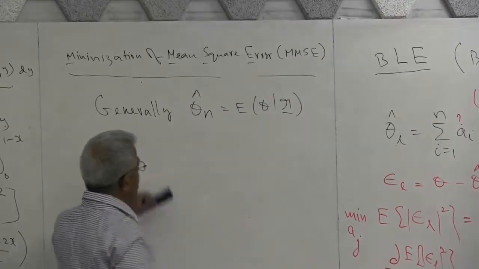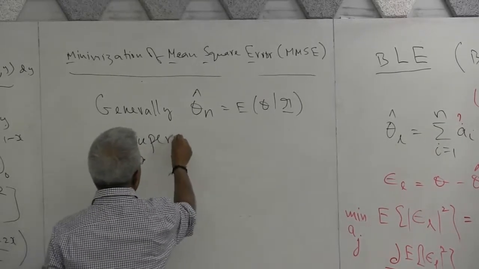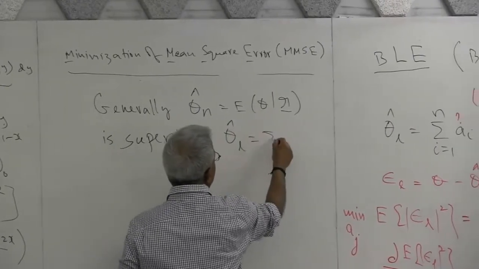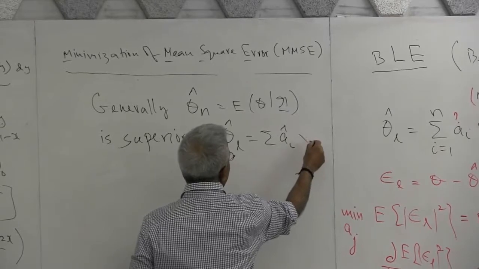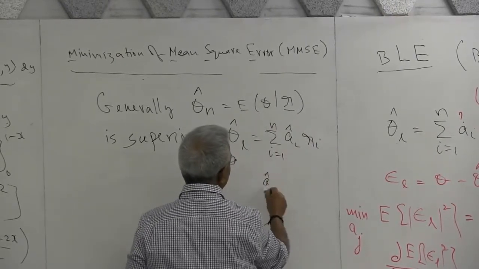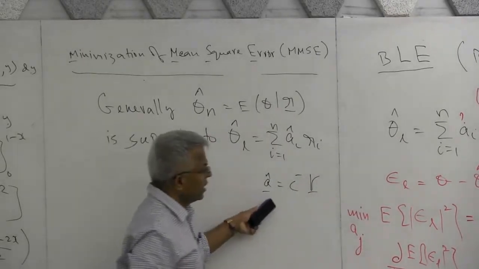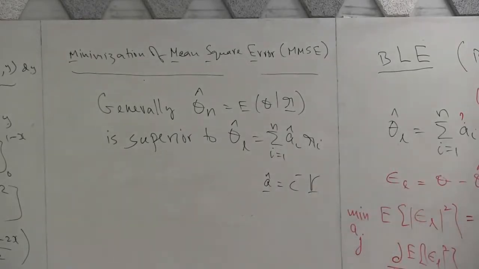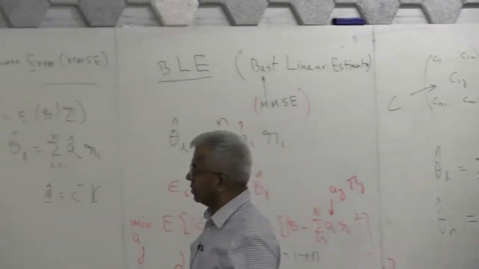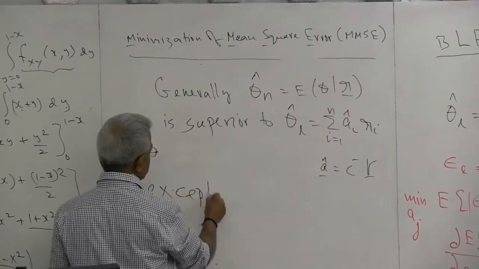So this says generally the nonlinear estimator is superior to the linear estimator, right? A hat, of course, is given by C inverse gamma. I went through this, right? This A hat is the same as here. That's the linear estimator. So I'm going to give you one case where there is an exception.